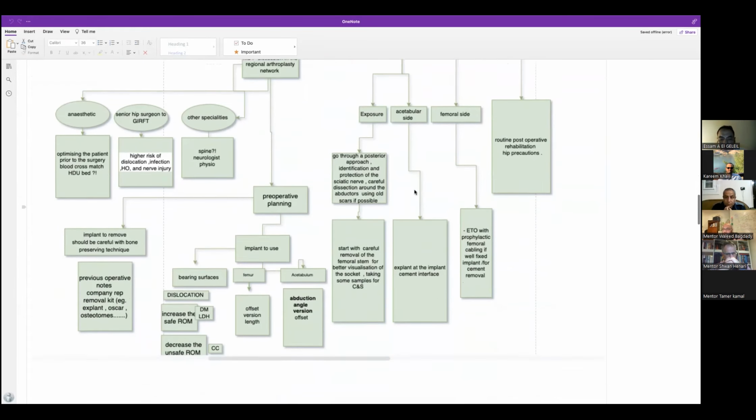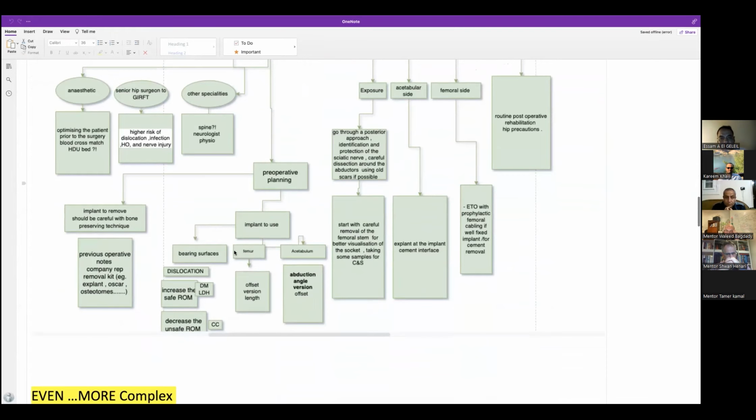And the buzzword when you say pre-operative planning, I am thinking about the bearing surface, either to use a large diameter head or dual mobility to increase the safe range of movement. You say this phrase, to increase the safe range of movement, or decrease the unsafe range by using a constrained couple. On the femoral side, I will restore the offset, the version, the length. On the acetabular side, I will consider the abduction angle and the version and offset.